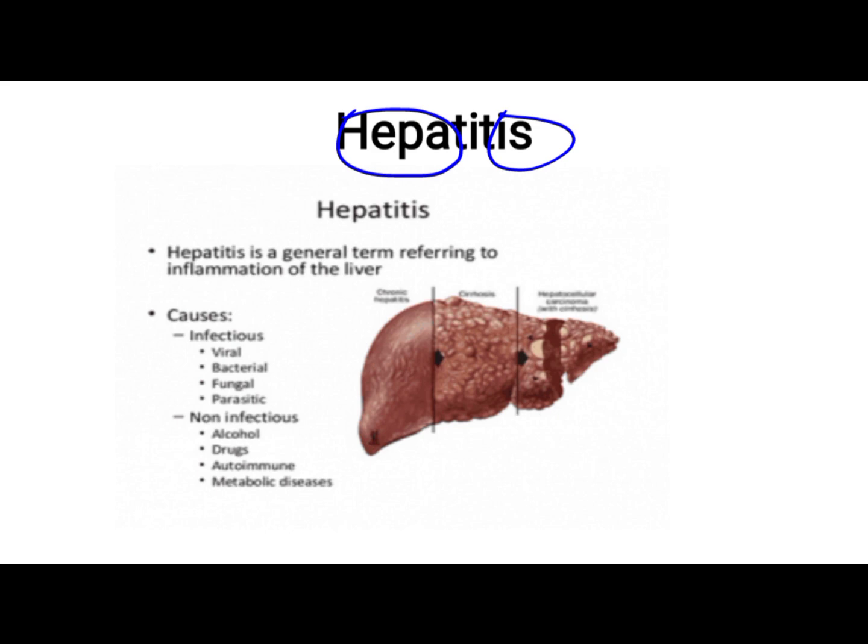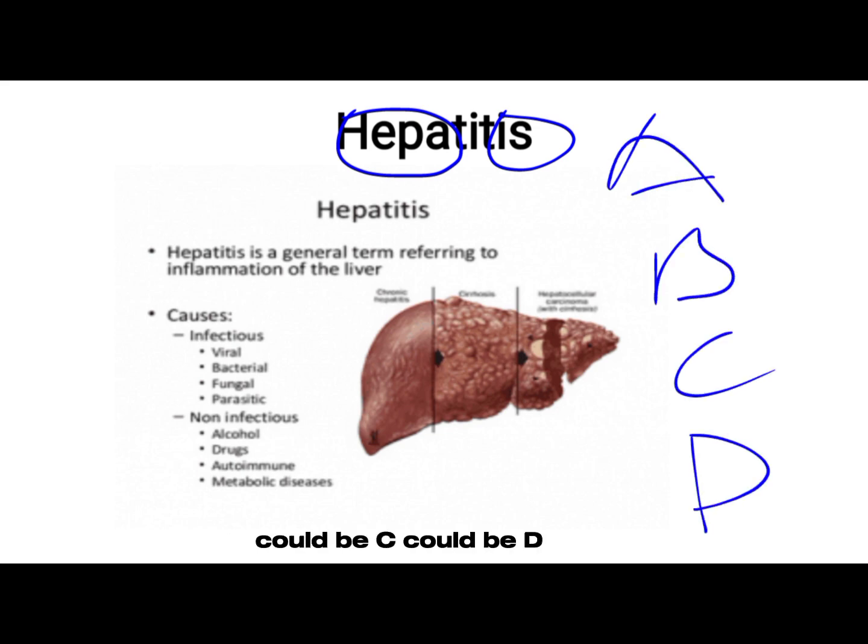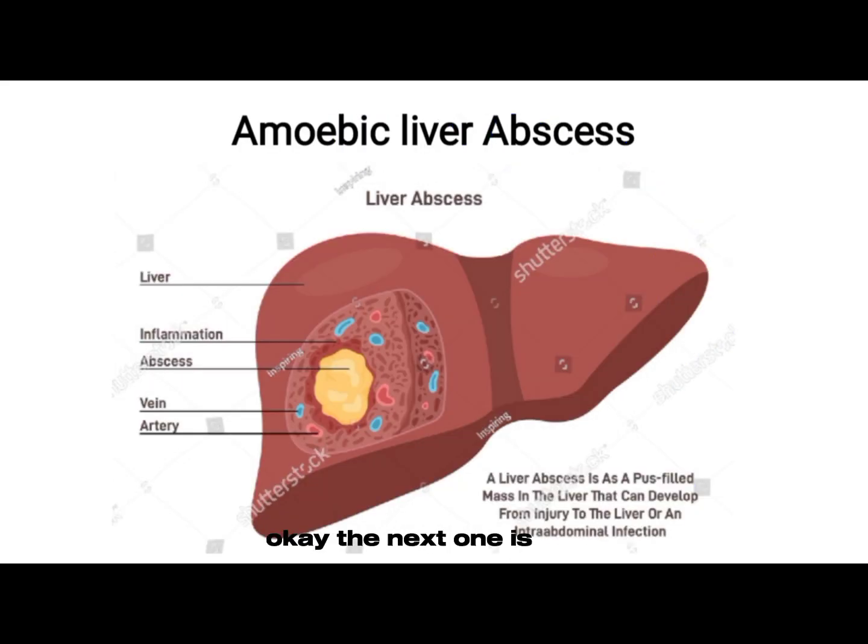It could be viral infection, that means it could be from virus or from bacteria, from fungi, or from parasites. All this will also stop the liver from performing its function. And hepatitis could be A, could be B, could be C, could be D. We have different types of hepatitis. Okay, the next one is amoebic liver abscess.